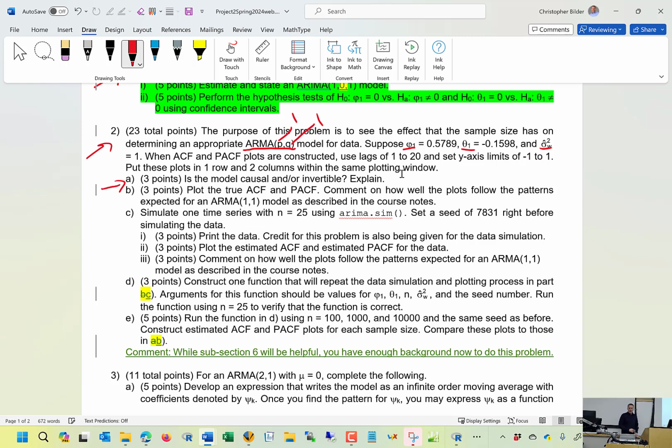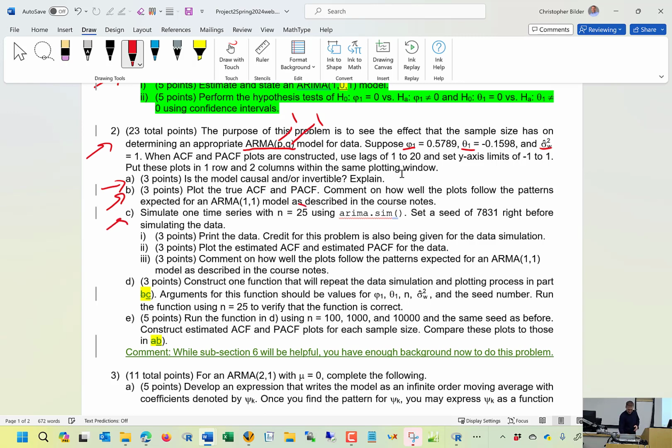First, with this model, tell me, is it causal? Is it invertible? Tell me why. So what you're going to have to do is essentially look for some roots of a polynomial. Part B, for this phi and this theta, plot what the actual ACF and PACF should be. We've seen some functions already that allow you to do that. So it's just a matter of implementing those functions in R and plotting them.